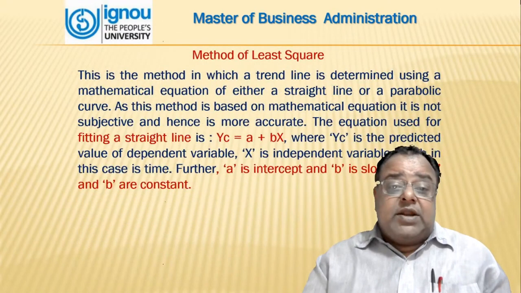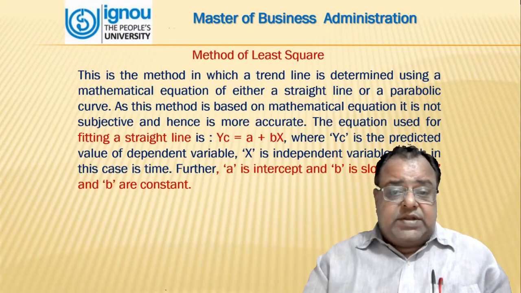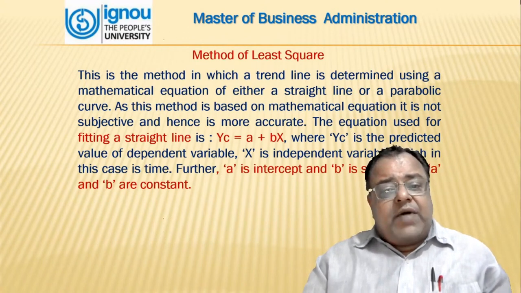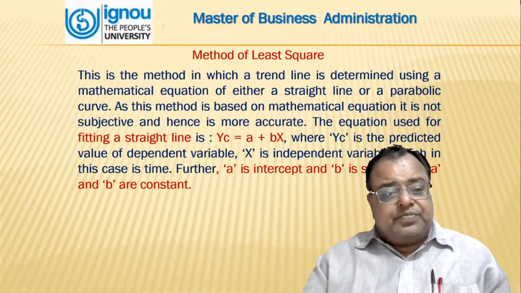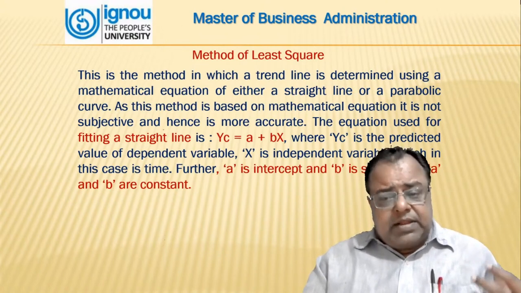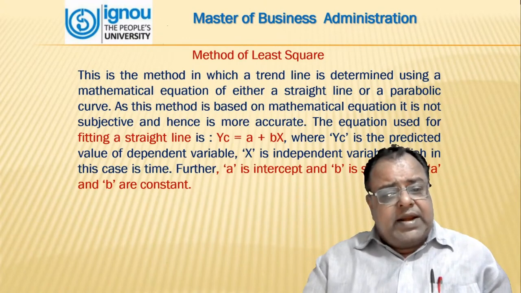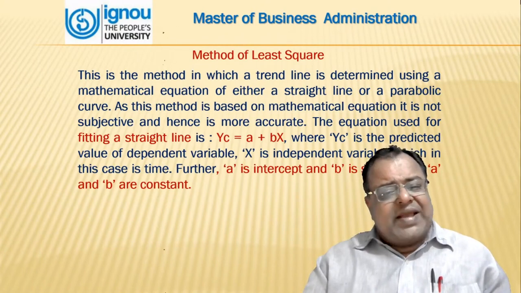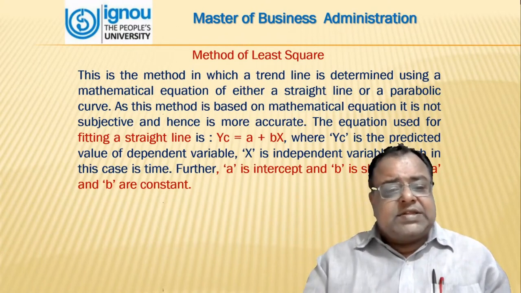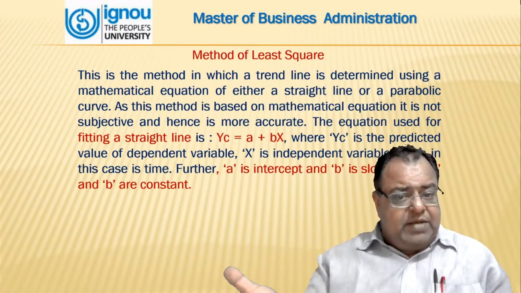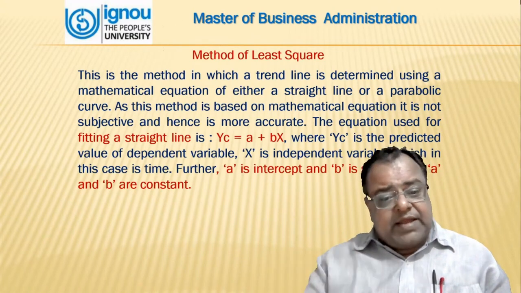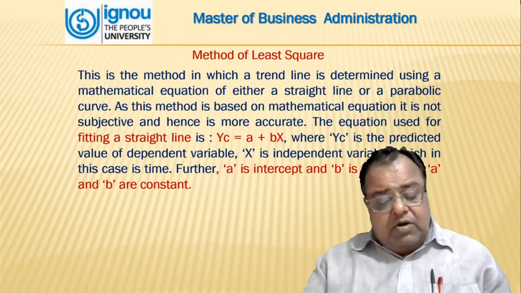What is the method of least squares? This is the method in which a trend line is determined using a mathematical equation of either a straight line or a parabolic curve. As this method is based on a mathematical equation, it is not subjective and hence is more accurate. The equation used for fitting a straight line is yc = a + bx, where yc is the predicted value of the dependent variable, x is the independent variable, which in this case is time, a is the intercept and b is the slope. Both a and b are constants.